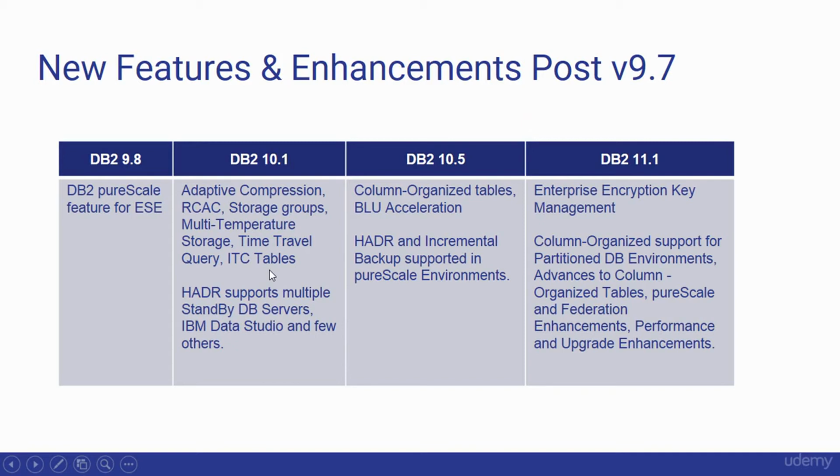In 9.7, if you have completed the lectures on HADR, that is high availability disaster recovery, you find that only one standby server can be configured for a primary database server. You cannot have multiple standby servers for a primary database server. Now this restriction has been relaxed in version 10.1. That means now you can have multiple standby servers to take up the workload of the primary database server if it goes down. So this is an enhancement to HADR that came in version 10.1.